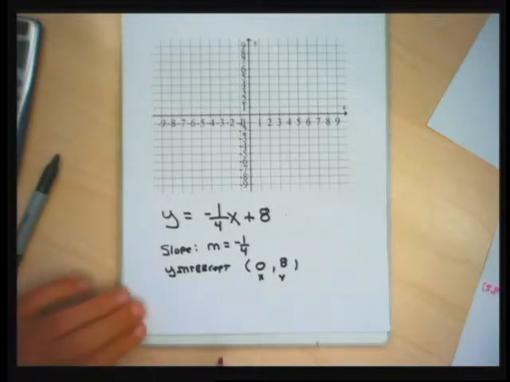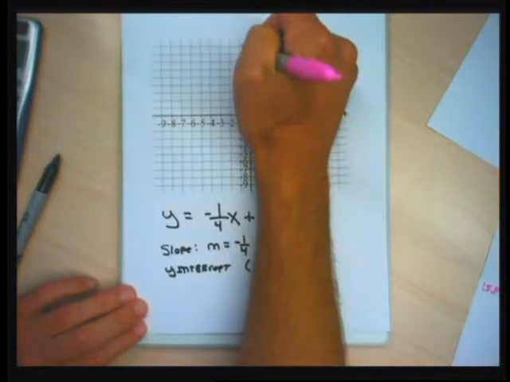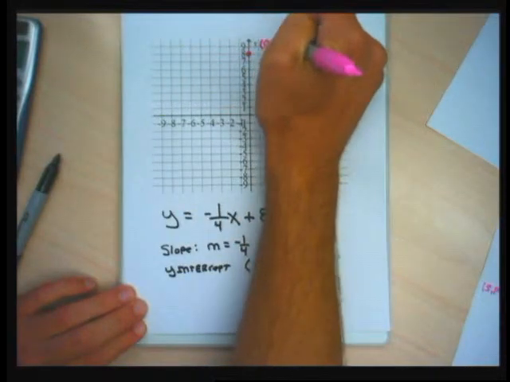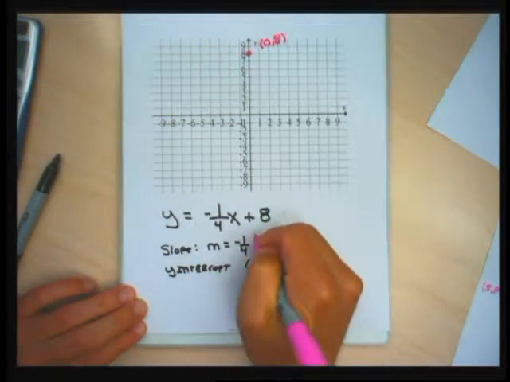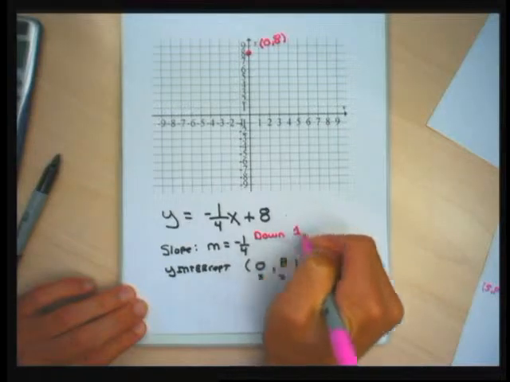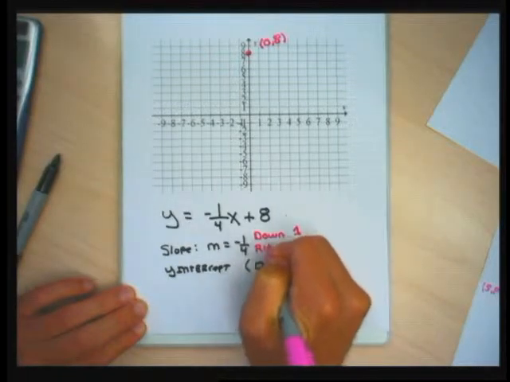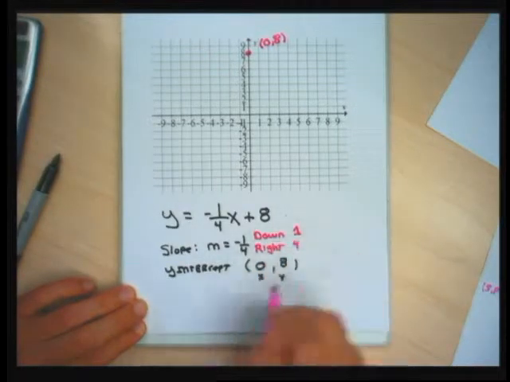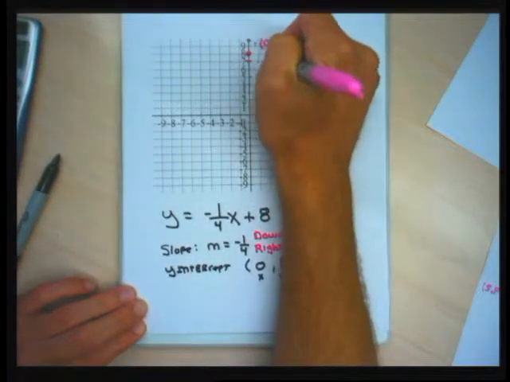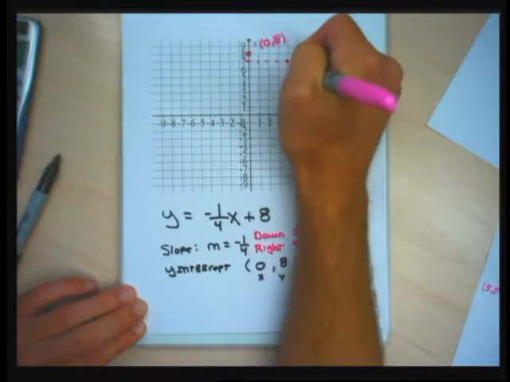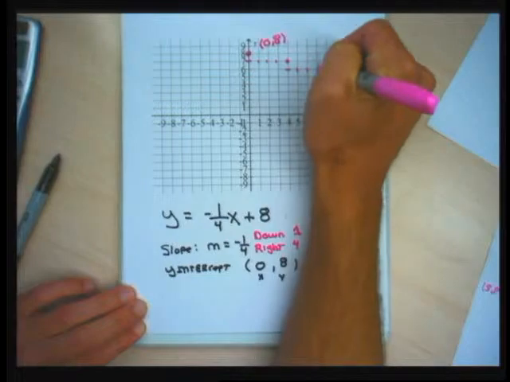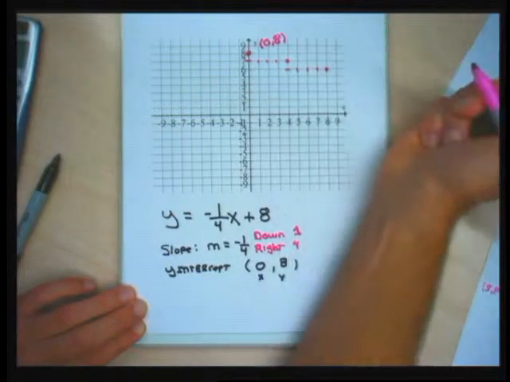To make a graph of this, I'd plot 8 on the y-axis because that's the y-intercept, the point 0, 8. And then the slope tells me the numerator is negative, so I'd go down 1, and the denominator is positive, which generally always is, so I'll go right 4. So I'll go down 1, right 1, 2, 3, 4. There's a point on the graph, and then down 1, right 1, 2, 3, 4. There's another point on the graph.